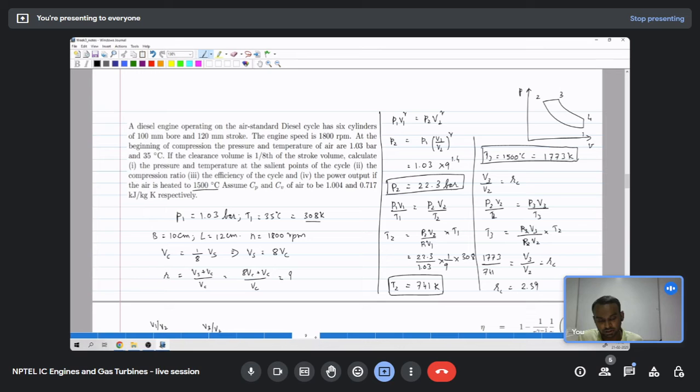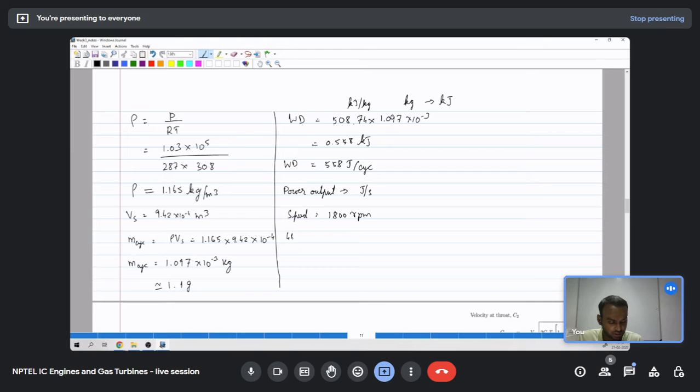It is not given if it is a 4-stroke engine or a 2-stroke engine, but we will assume it as a 4-stroke engine. So that means it will have 1800 by 60 rps, or 30 rps. So that means for every 2 revolutions we will have 1 engine cycle. So I am dividing revolutions per second by 2 to get cycles per second. So this would be 15 cycles per second.